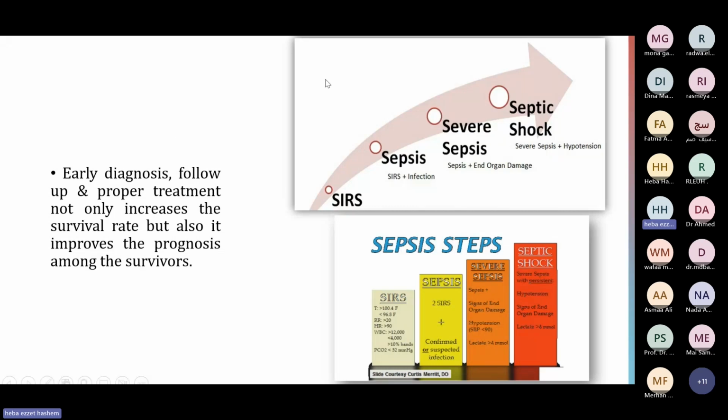And so early diagnosis, follow-up, and proper treatment and management are very important, not only to increase the survival rate of our neonates, but also to improve the prognosis among the survivors and cut down the neurodevelopmental disabilities among them.